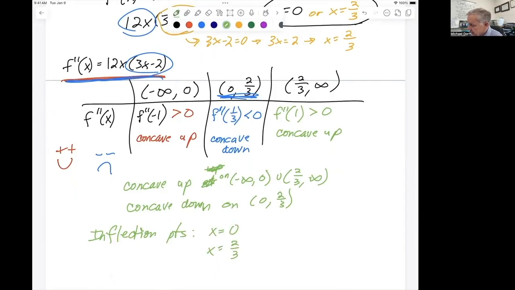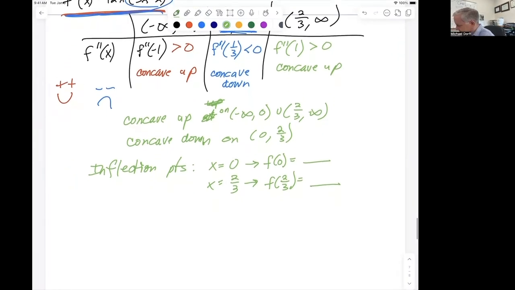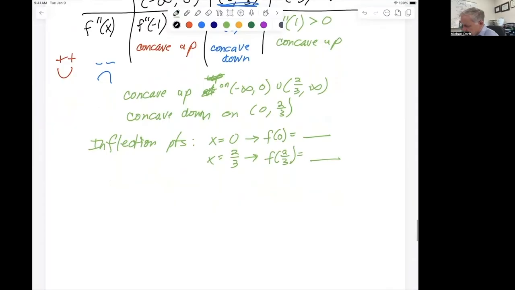And then I should figure out f of 0 equals something and f of 2/3 equals something. The 0 one's easy to figure out, but I'm not going to do that right now. And the 2/3 is a little bit difficult, so I'm not going to do it either. Okay, so there's a concave up, concave down.